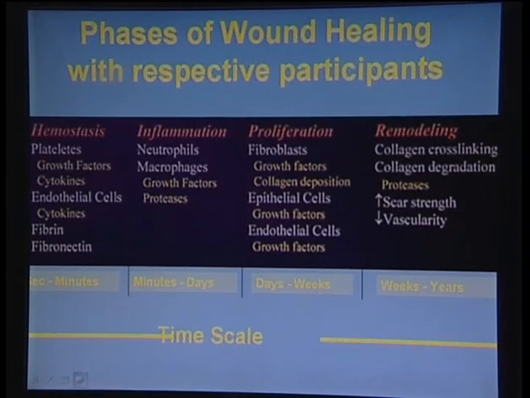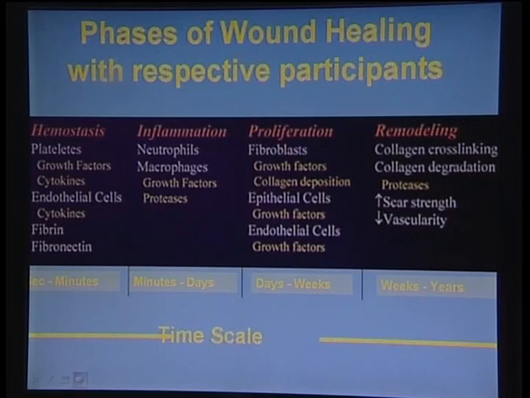Then comes the inflammation. Inflammation means here the neutrophils, macrophages and then growth factors and proteases also take part, and that takes place over days. So, a few days for example. Then proliferation. Now, proliferation is where the fibroblast cells, that is connective tissue cells, and collagen deposition take place. Fibroblast is the very early type of cell which comes into contact during this wound healing process. Epithelial cells and endothelial cells along with growth factors take part. This will be a few weeks, so, from days to weeks.